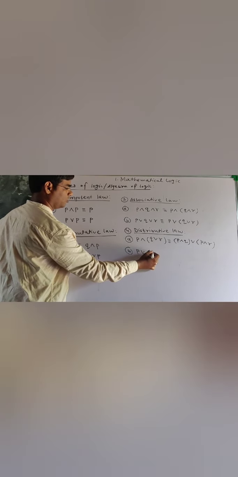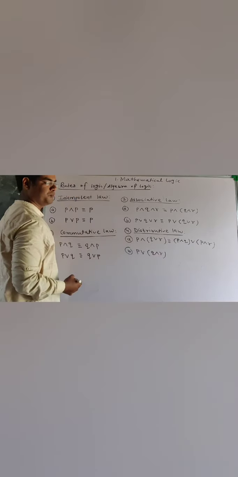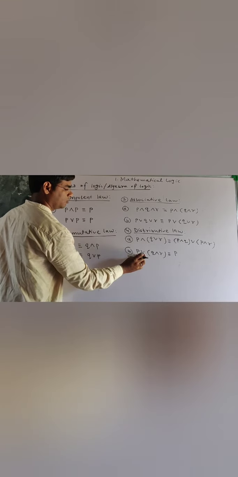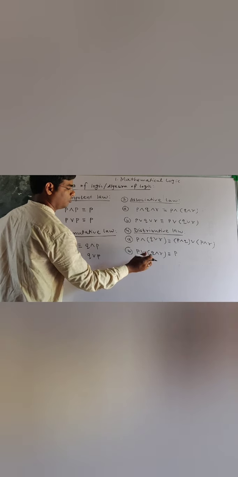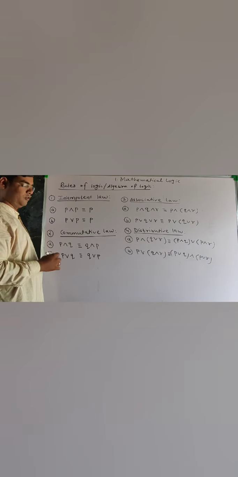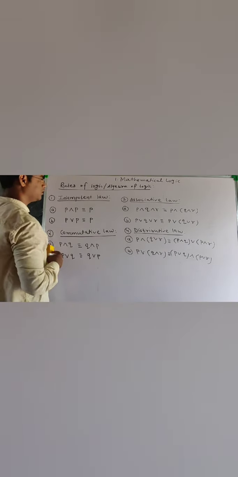Or the second rule: if we have P or Q and R, then this can also be written as P or Q and P or R, because distribute means like multiply. This law is known as distributive law.